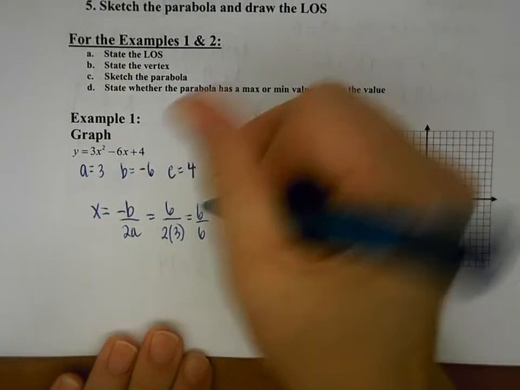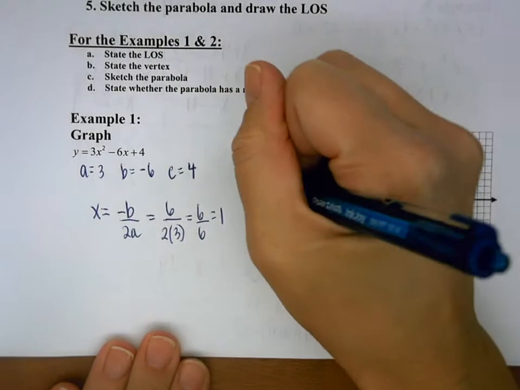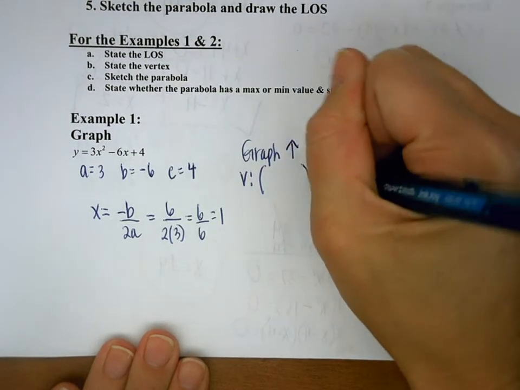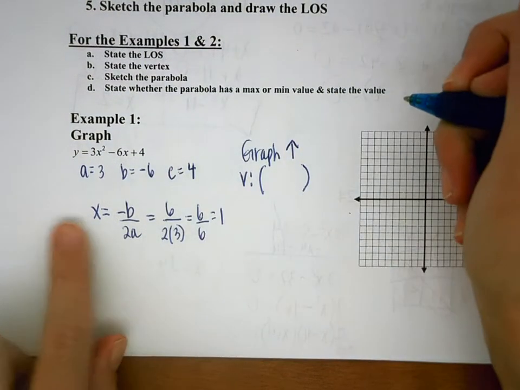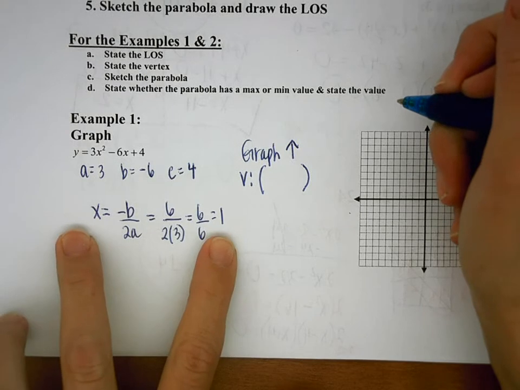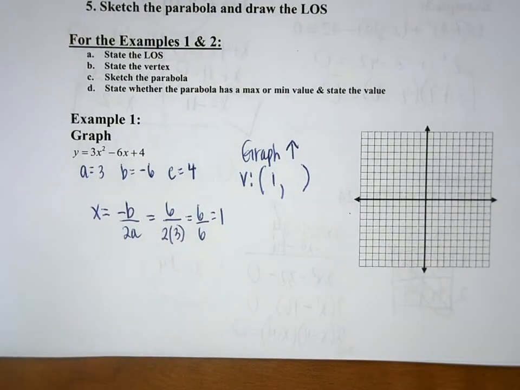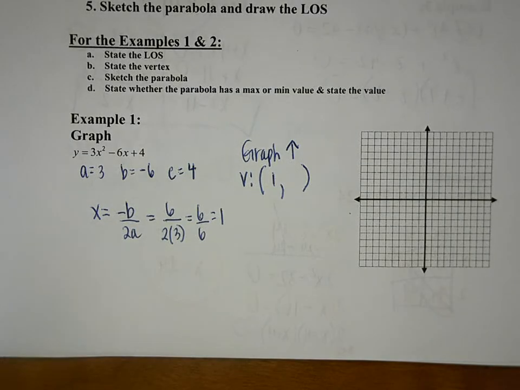So I end up getting 6 over 6, which reduces to what? 1. Okay, so over here I'm going to write v for vertex. I'm going to start my ordered pair, and the x value we found is going to be what? 1. Okay, but I still need to find the y value. Who remembers how I find the y value?